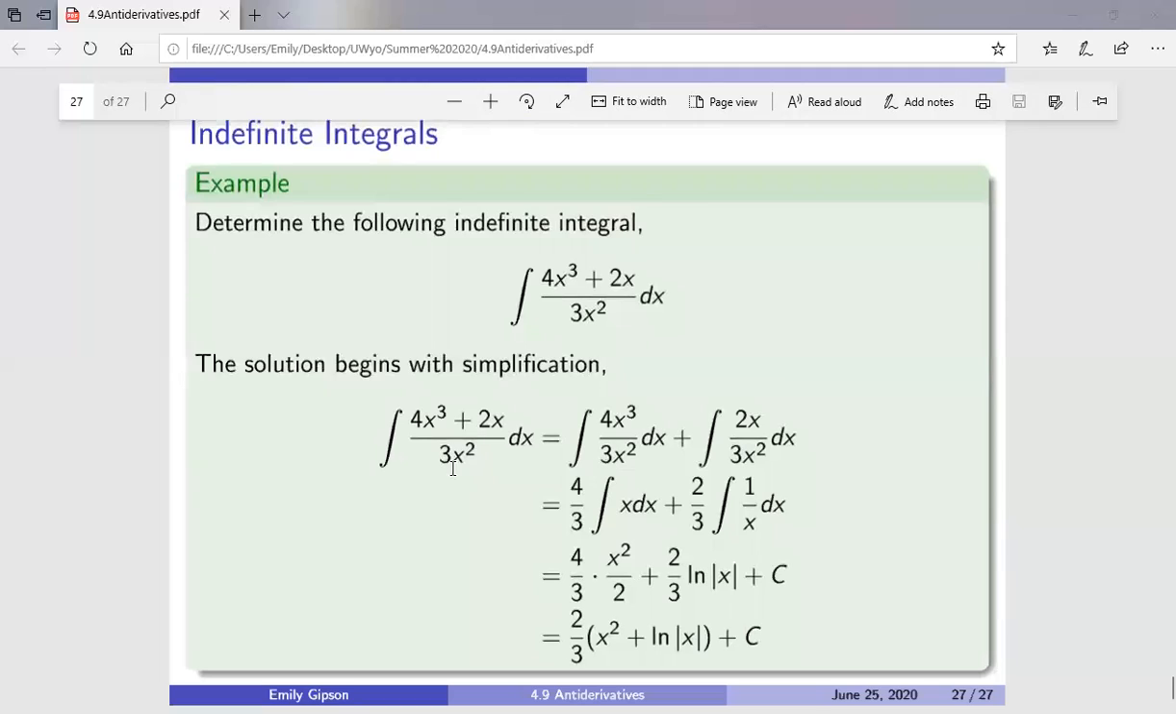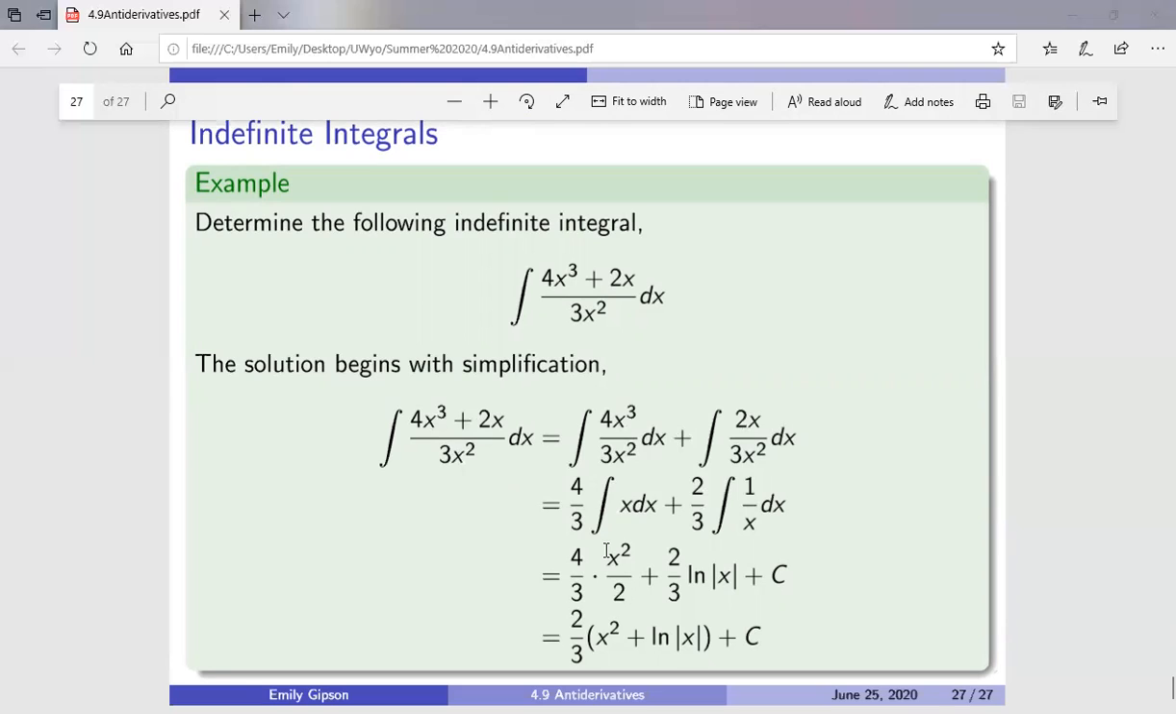So my first step is I've only got one term in my denominator, so I can split it up. So now I've got the integral of 4x cubed over 3x squared dx plus the integral of 2x over 3x squared dx. I'm going to reduce powers of my x's, and I'm going to pull my coefficients out in front.